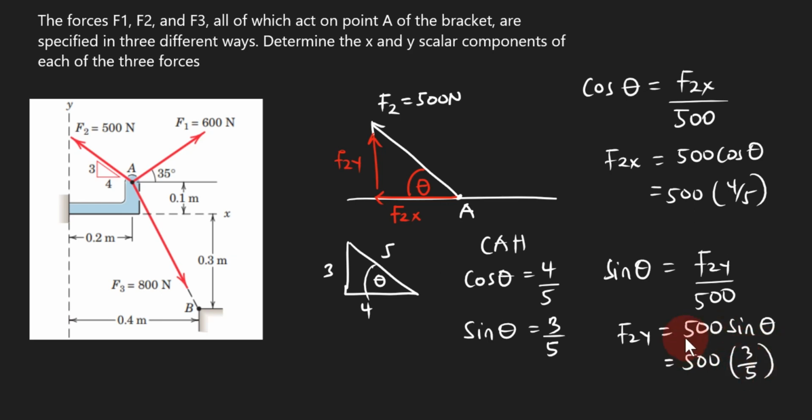Now let's simplify this to get the scalar component of this force here. First of all, I'm going to compute 500 multiplying 4 on 5. So 500 times 4 on 5 gives me a value of 400. That gives me 400 newtons. Now let's look at the direction of F2x here. You see that F2x is pointing in the direction of the negative x axis.